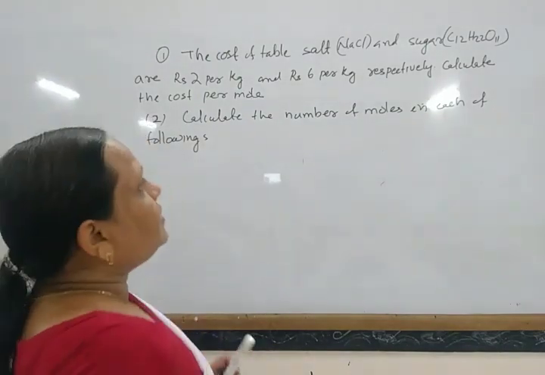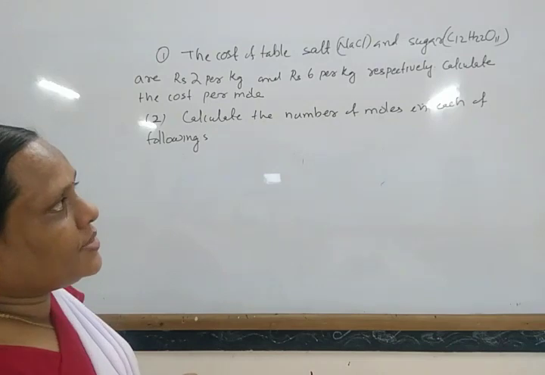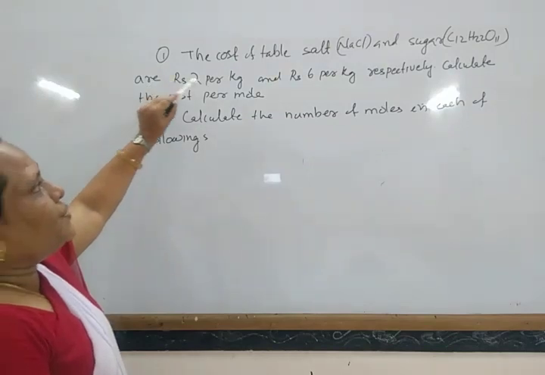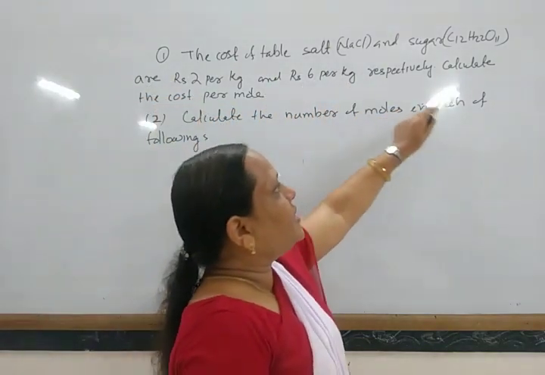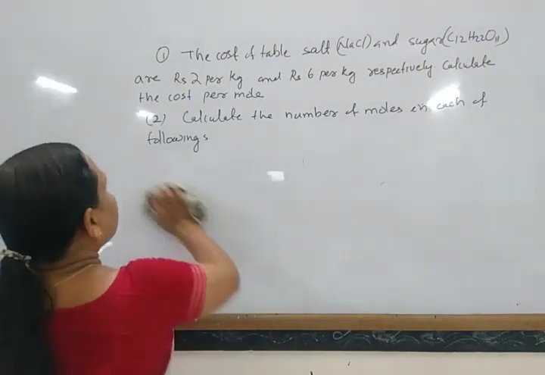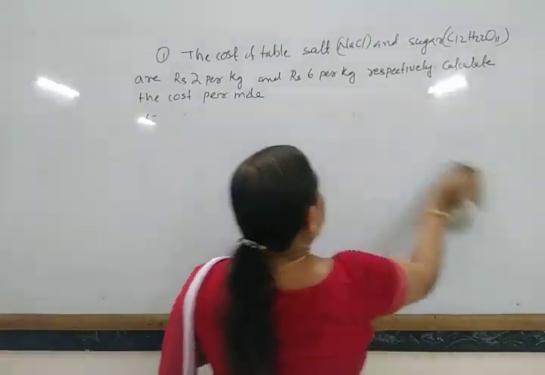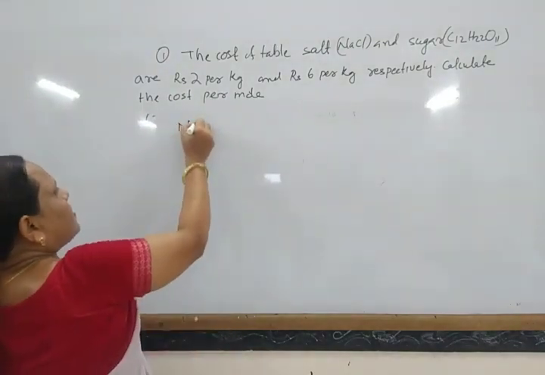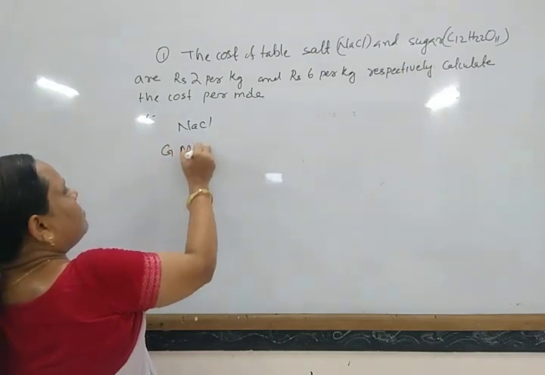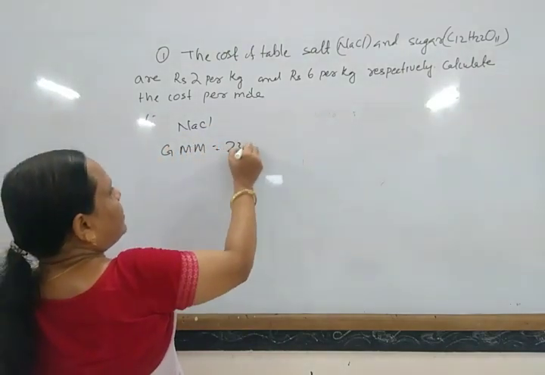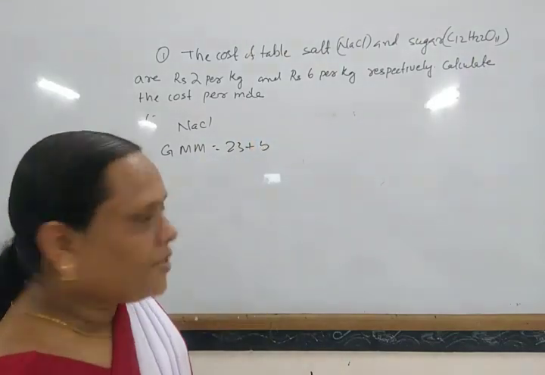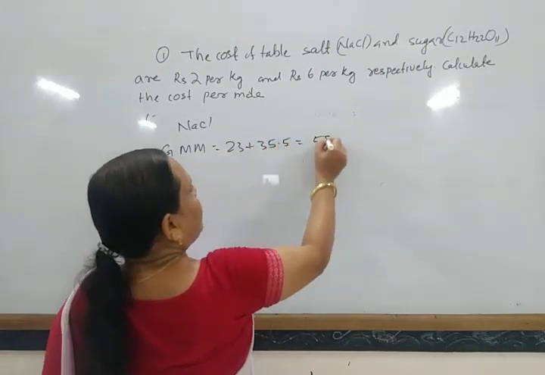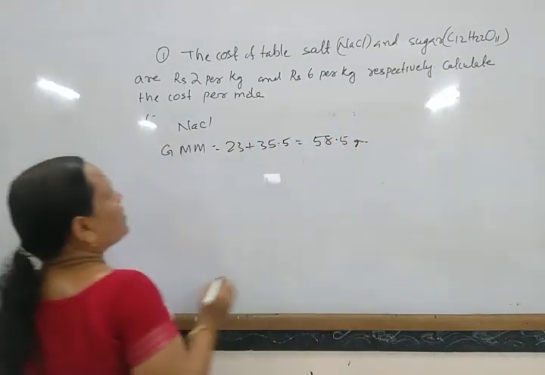Next come to question number 1. The cost of table salt, NaCl, and sugar, C12H22O11, are Rs 2 per kg and Rs 6 per kg respectively. Calculate the cost for 1 mole. So NaCl gram molecular mass is 23 plus 35.5, that is 58.5 gram.